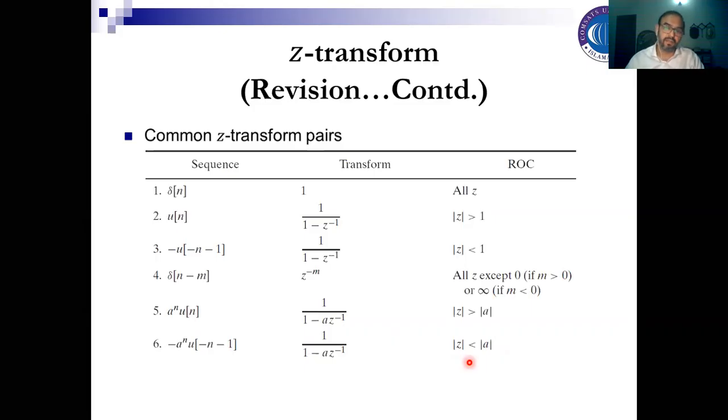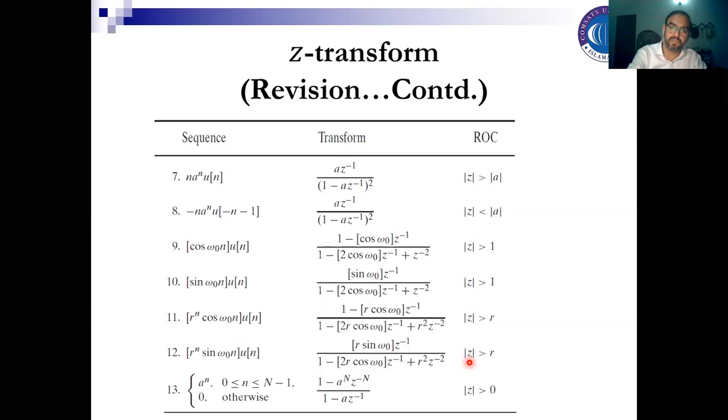But since it is a left-hand sided sequence, from this pole inward, till 0, you have the region of convergence. Okay.